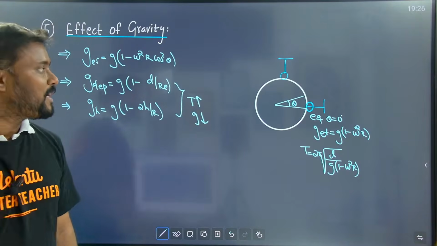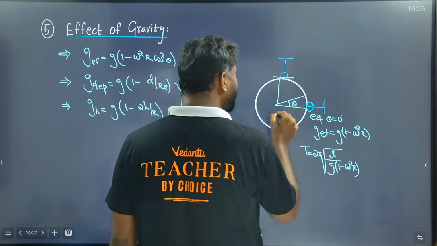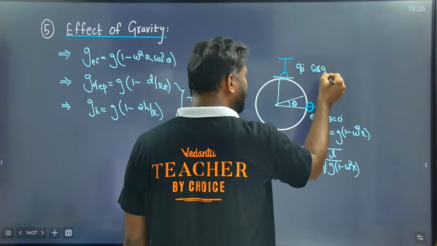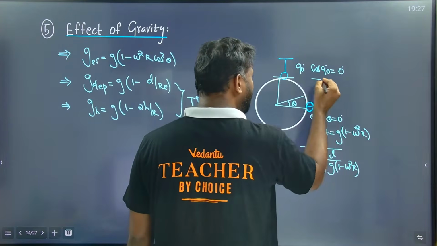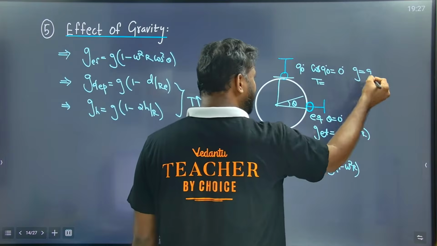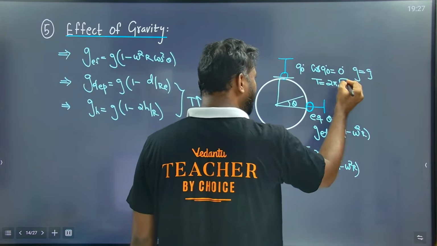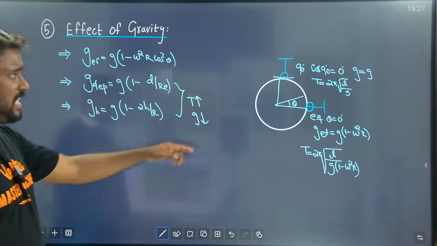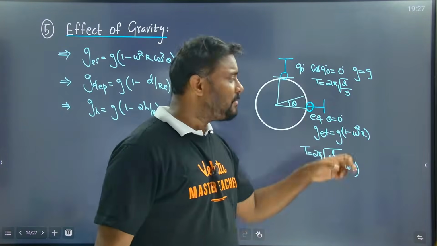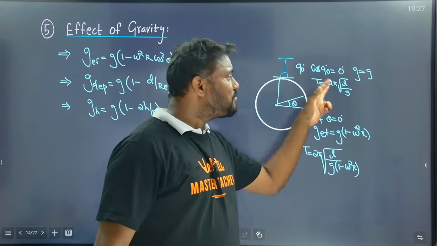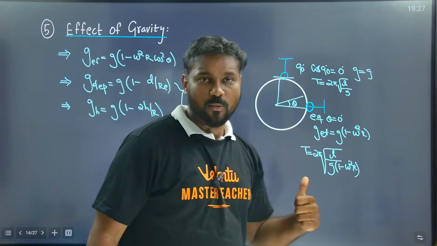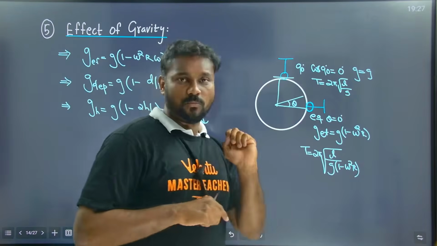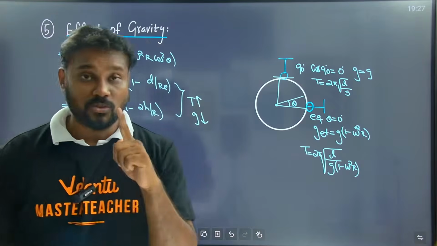At the pole, the angle is 90 degrees. Cos 90 is 0. So the value of g is just g, and the time period is root under L by g. So where will you find the maximum acceleration, equatorial or pole? The time period is more at the pole. It is the same as on the earth's surface, so it does not change. Yes or no? Same time period.